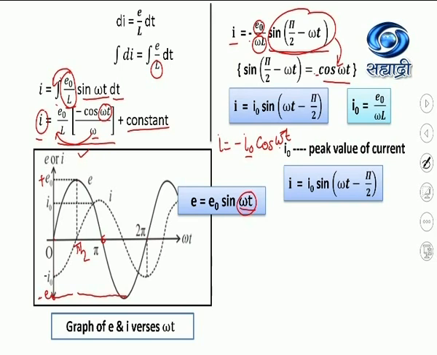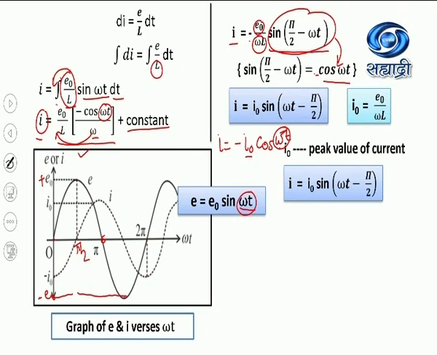Next value of omega t is pi by 2. Cos pi by 2 is 0, so current is equal to 0. Then next is pi. Cos pi is minus 1. Minus 1 into minus I naught is plus I naught, that is over here. Next value is 3 pi by 2. Cos of 3 pi by 2 is 0, so the current will be 0. Then cos of 2 pi is plus 1, into minus I naught, it is minus I naught. So here is the variation of the current with respect to phase.